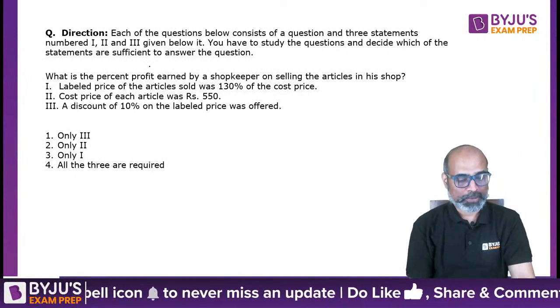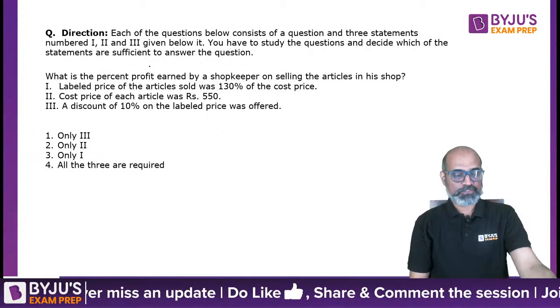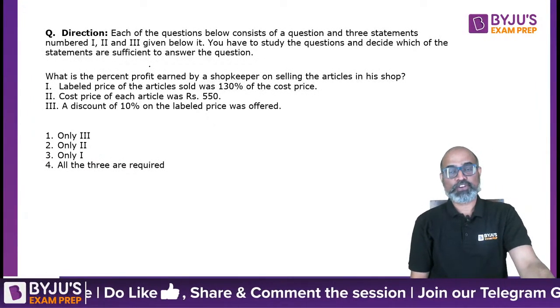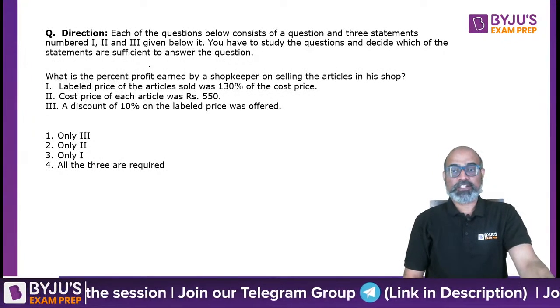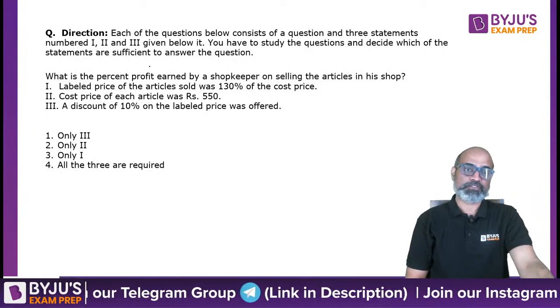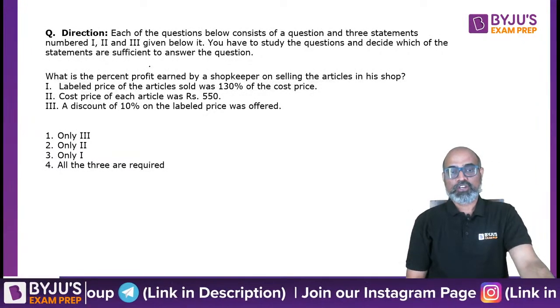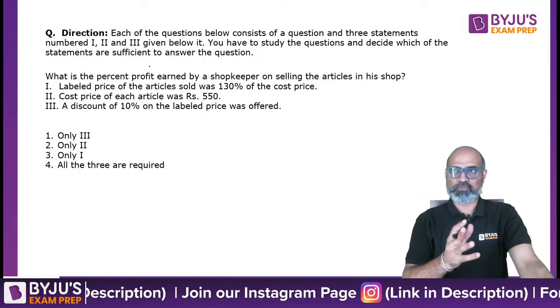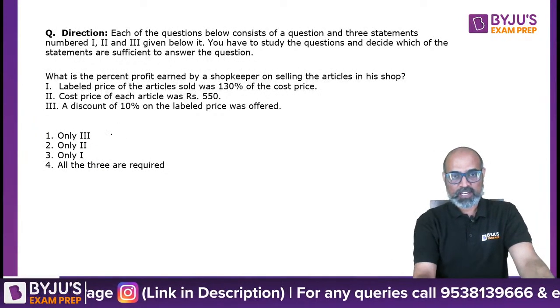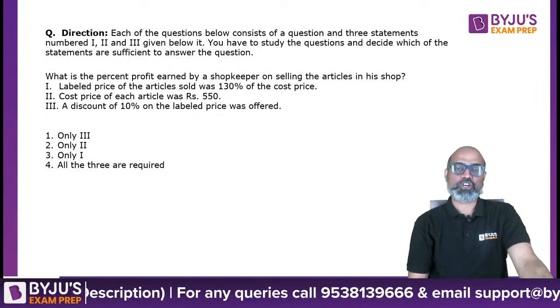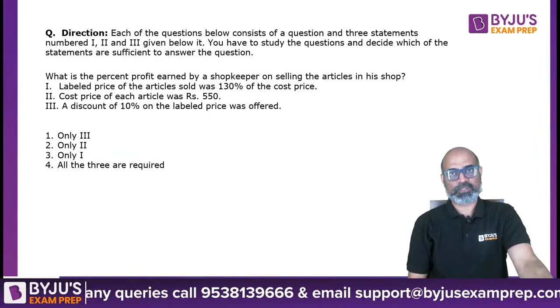Okay, what about this one? Each of the questions below consists of a question and 3 statements numbered 1, 2 and 3. You have to study the questions and decide which of the statements are sufficient to answer it. So this is more like data sufficiency, right? Which NMAT gives. So what is the percent profit earned by a shopkeeper on selling the articles in his shop?